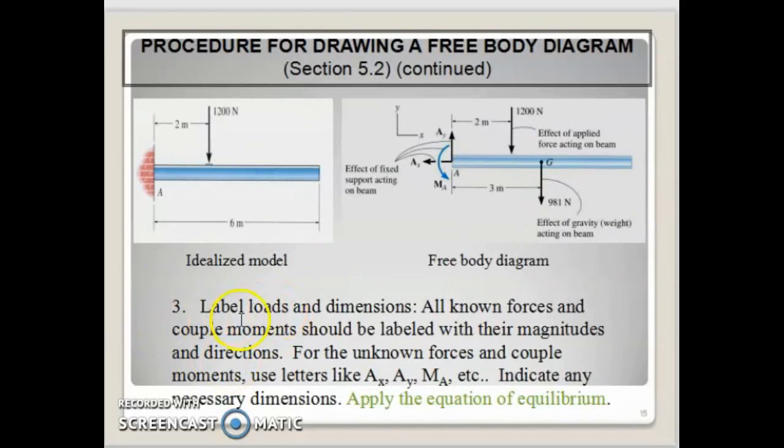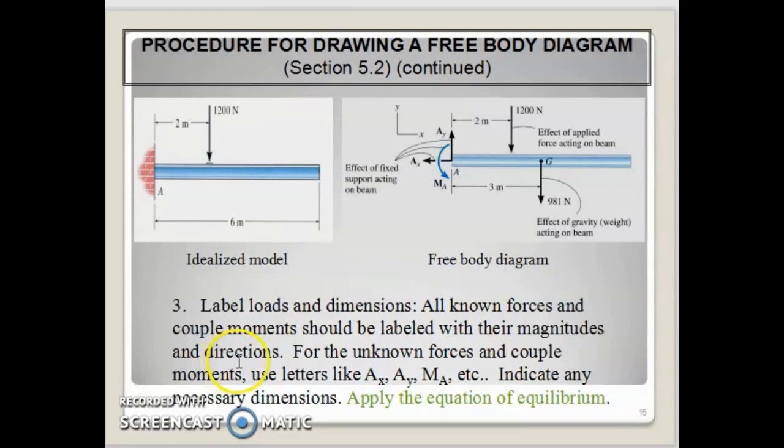The third step is to label loads and dimensions. All known forces and couple moments should be labeled with their magnitude and direction. For the unknown forces and couple moments, use letters like Ax, Ay, and MA. Indicate any necessary dimensions. Then apply the equations of equilibrium.